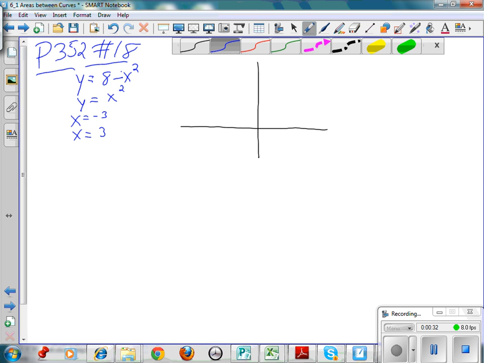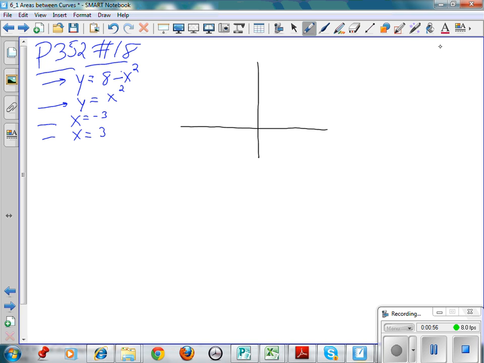Page 352, number 18, they gave us two curves, y equal 8 minus x squared. Okay, I can draw that one. y equal x squared. And they said they wanted to find the area between the curves from x equal to minus 3 to x equal to 3. Okay, first thing we need to do, and we really got to do a good job getting a good picture of this. If you don't get a good picture, you won't see the problem you're running into. So, 8 minus x squared, I know that's an upside down parabola, okay? So this is my curve here, 8 minus x squared.